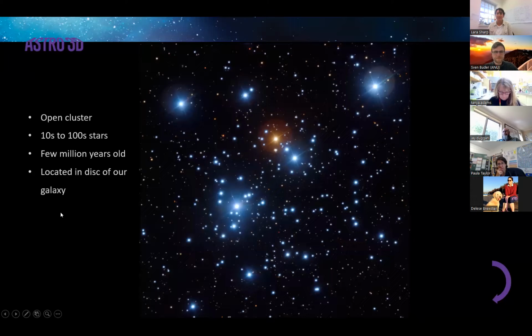So the Jewel Box is an open cluster. So it has tens to hundreds of stars. They're only a few million years old, and they're located in the disk of our galaxy.